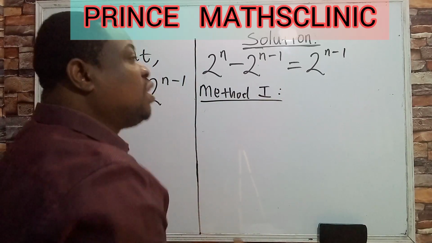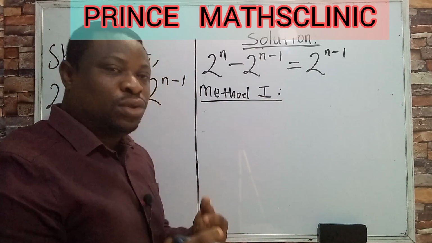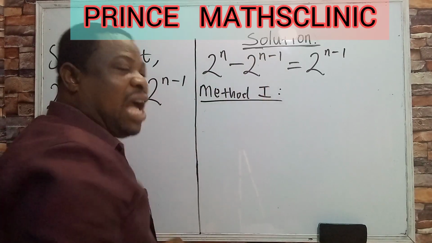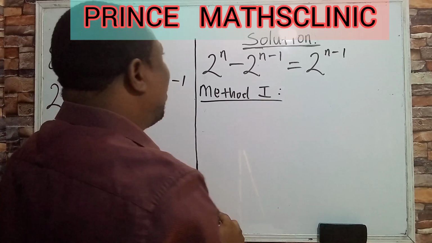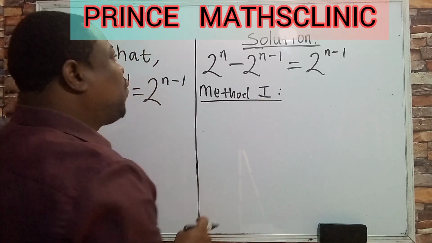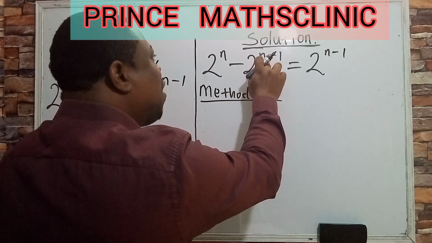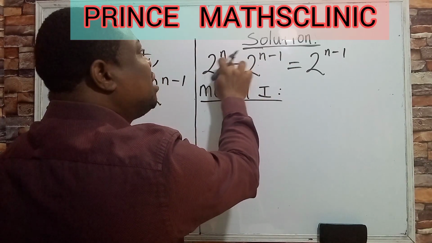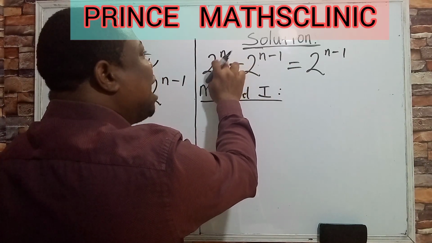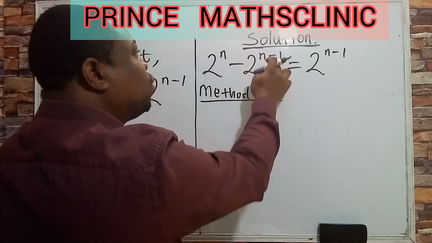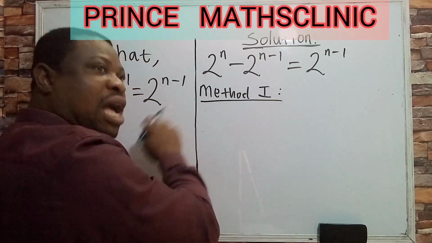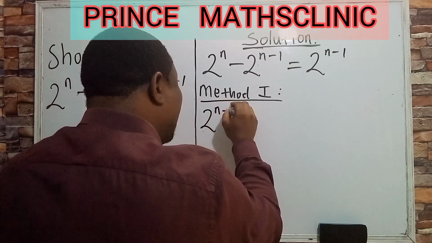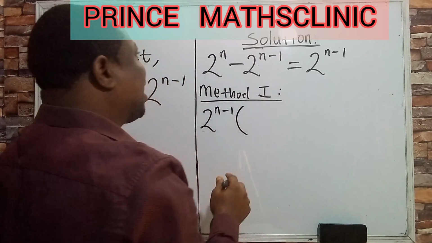Now I want to use the factoring method. There's a common factor here and here, and I want to use that. I want to factor out 2 to the power of n minus 1. This is n, right? n is actually greater than n minus 1, so I can factor n minus 1 out. So I can say 2 to the power of n minus 1, open bracket.